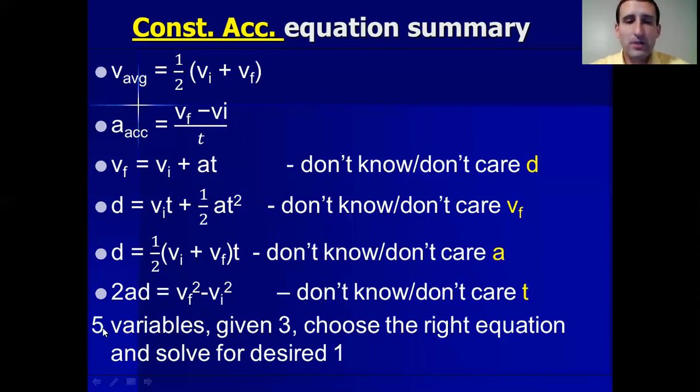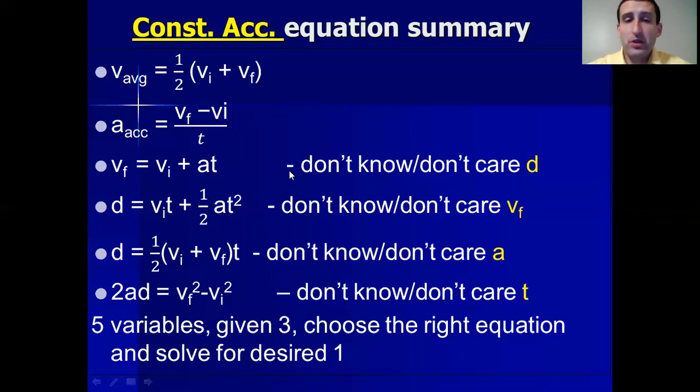As I mentioned here at the bottom, there are 5 variables total, right? There's initial velocity, final velocity, acceleration, distance, and time. Those are the 5 variables. And in almost every physics problem, you will be given 3 of those, and you'll be asked for one of the other 2. So sometimes the quickest and easiest way to identify which equation is useful for me is to focus on the one that I wasn't given and I don't care about, right?